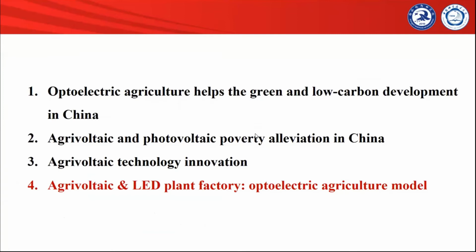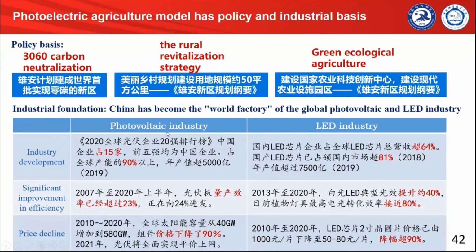As you know, in China, the photovoltaic industry and LED industry are very strong, and the price has gone down a lot. Compared with 5 years ago, it is only 10%, much cheaper than before. So basically, on these two industries, we think we can make a new agriculture model.